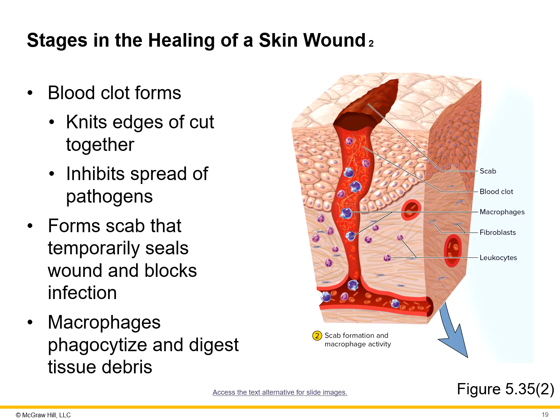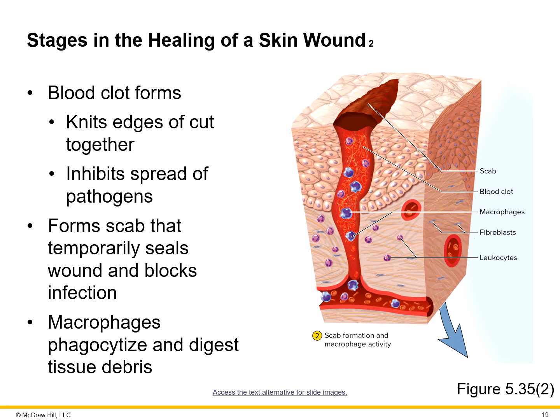There are platelets in the blood, and those platelets are kind of sticky. So these sticky platelets will form a clot, and they are attracted to that damaged epithelium. This is going to knit the edges of the cut together. It will make a nice barrier to inhibit the spread of pathogens, and it starts to form a scab that will temporarily seal that wound, blocking it from infection and preventing additional blood loss.